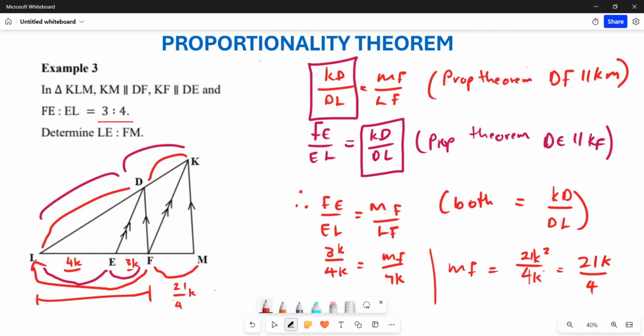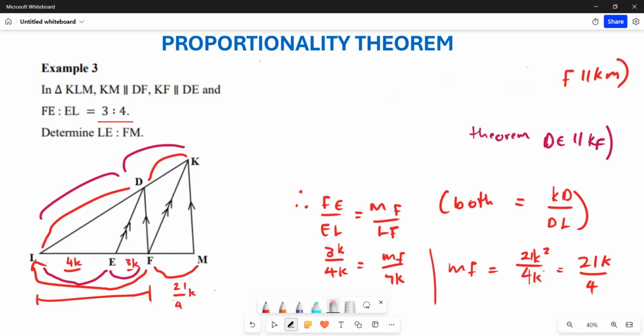Now I can come back and say, look, if I want to focus here, let me just make up my space here. Hopefully you've written this thing here, right? Now, what is it that I want us to focus on? I can then conclude that my LE over my MF. Remember, I had my LE over my MF.